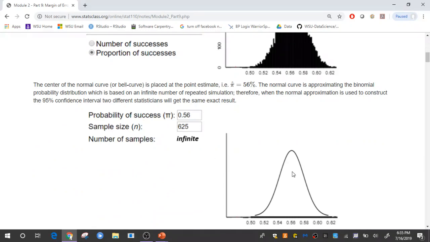The center of that bell curve is right at that 56%, the proportion from the sample. The bell curve, and also the binomial probability distribution, is actually based on the number of samples being infinite. What that means is if two different statisticians construct confidence intervals with this method, they will get exactly the same result.